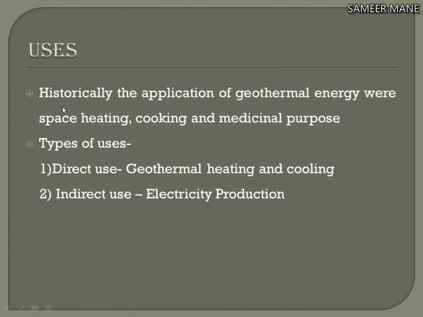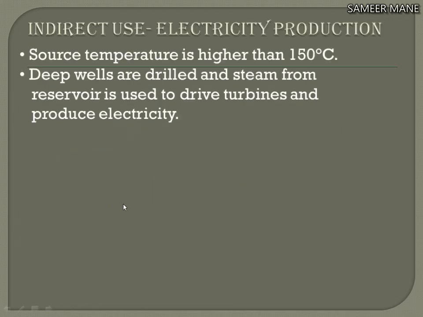Its uses. Historically, the applications of geothermal energy were space heating, cooking and medicinal purposes. Types of its use: the first one is direct use, in which geothermal heating, cooling and further applications are included. The second one is indirect use, which is electricity production. Let's see the indirect use, electricity production.